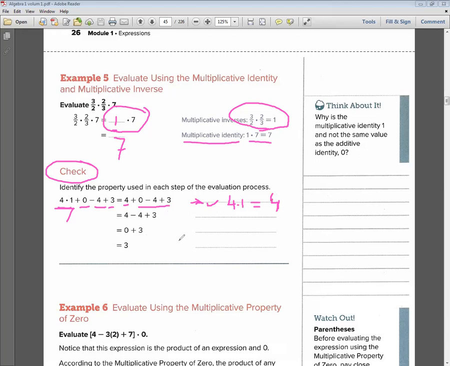Second step, taking 4 and 0 and making the addition. I know 0 is the additive identity. I know 4 plus 0 equals 4. So the sum of 4 and 0, you will get 4.